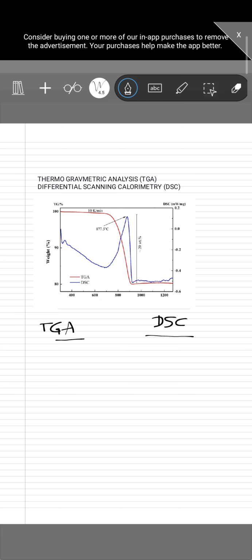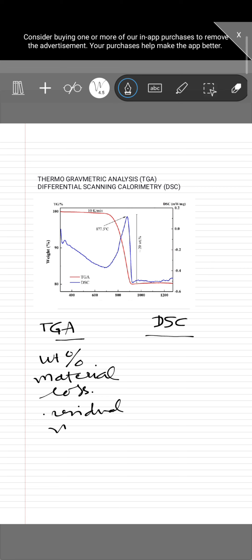Now, by TGA, which is thermogravimetric analysis, we basically measure the weight percentage of material loss due to heat. And what is left is the residual mass after this TGA test has been carried out.